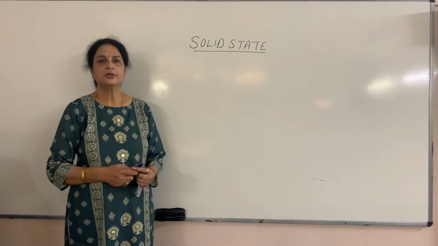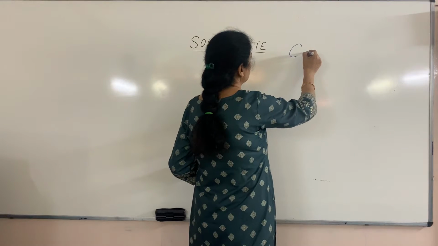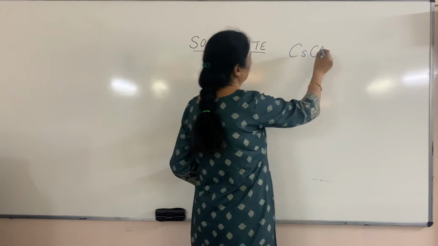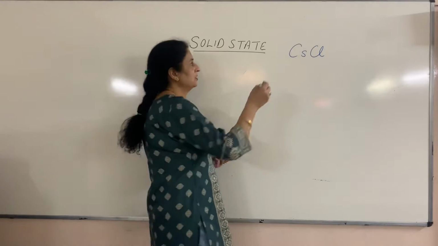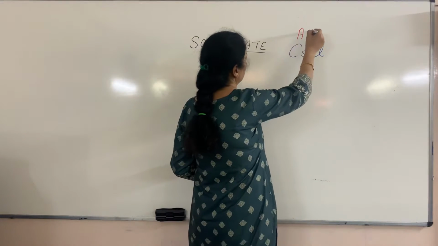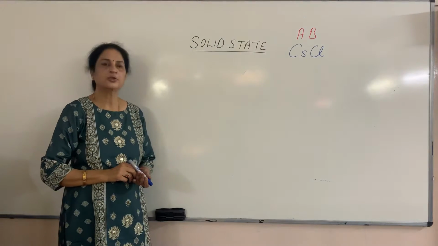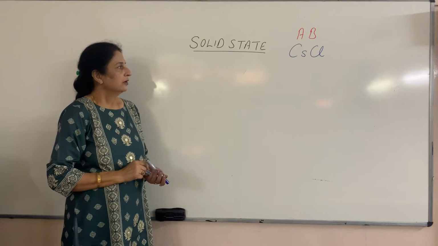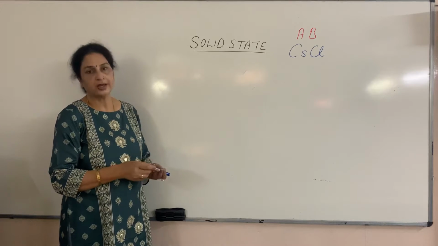The next representative of the cubic crystal system is cesium chloride. Cesium chloride means ratio 1:1, and the general formula is AB, 1:1. As usual, we are going to find the host and the guest.